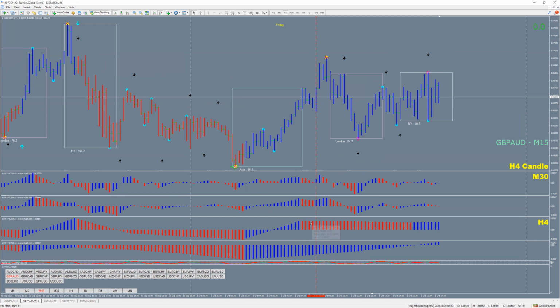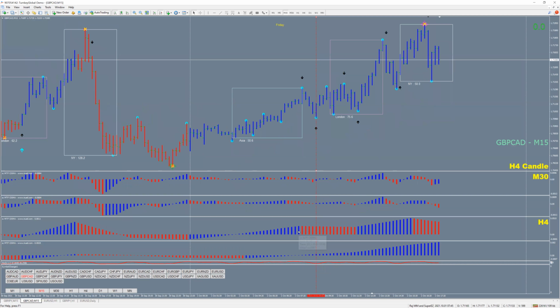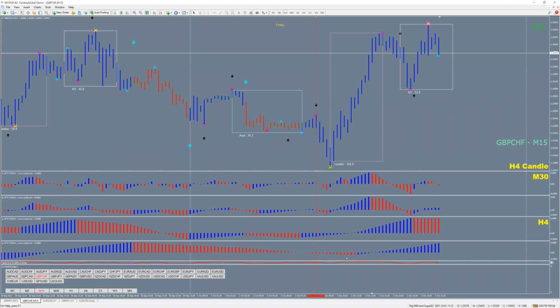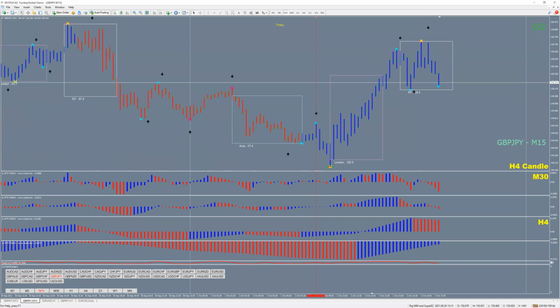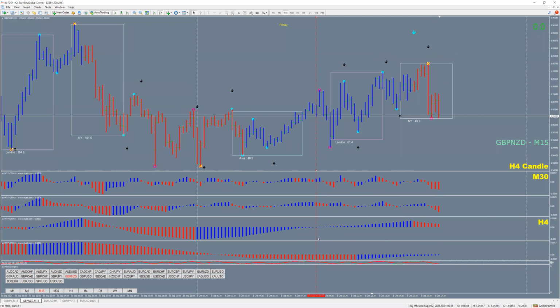This is up. There's no sync. The 4 hour is doing a high of the day. So you know this is not in sync, right? So you're not trading that. Pound CAD, they give you a high of the day here. And you're trying to go up. You're not in sync, right? Pound Swissy. This is going down, not in sync. Pound Yen, not in sync. Pound New Zealand, not in sync, right?